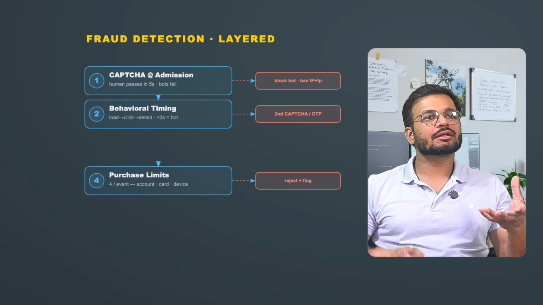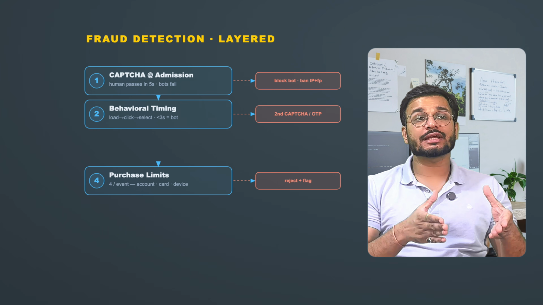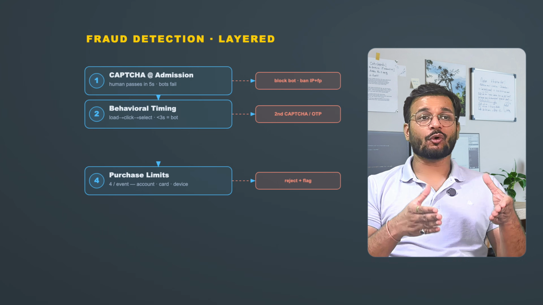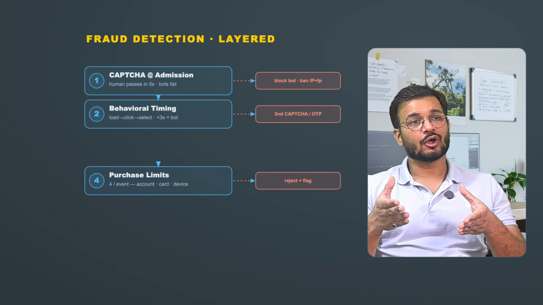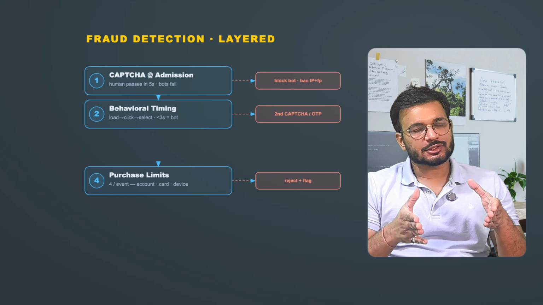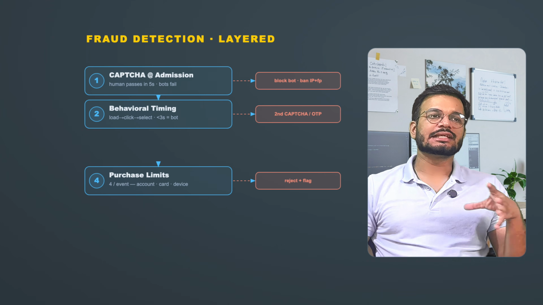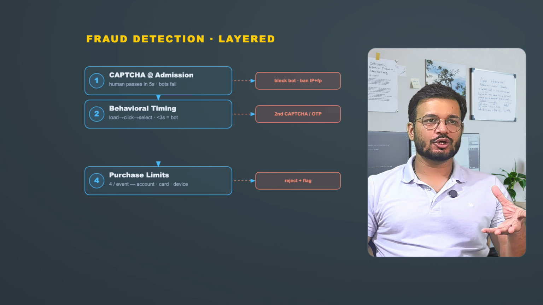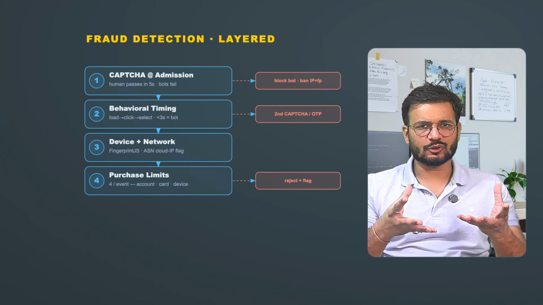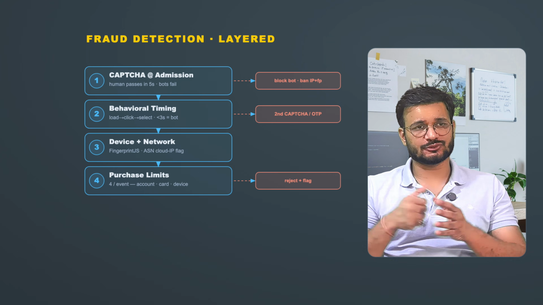We can limit the purchase per account, maybe 4 tickets per event per account. Then we can limit credit card usage, maybe 4 tickets per event per card. Or we can also do device fingerprinting, 4 tickets per fingerprint. These limits are checked at checkout, not at hold creation. Holding a seat doesn't count against the limit. Only confirmed purchases do.